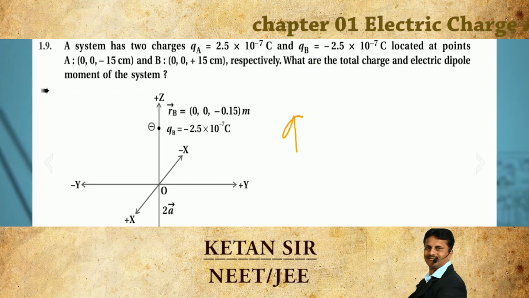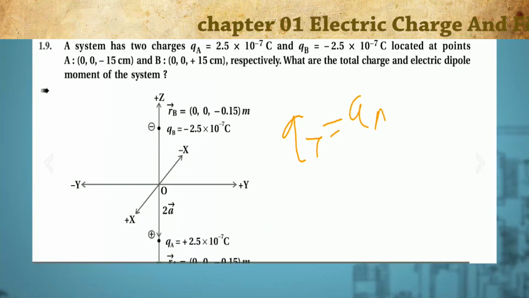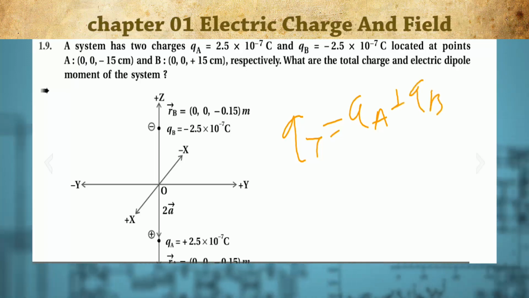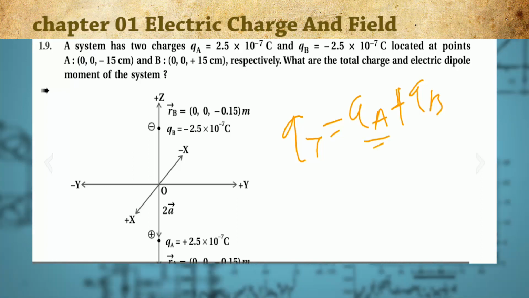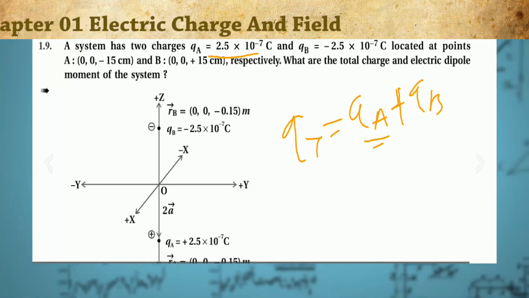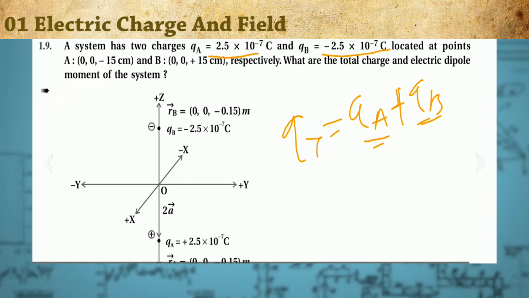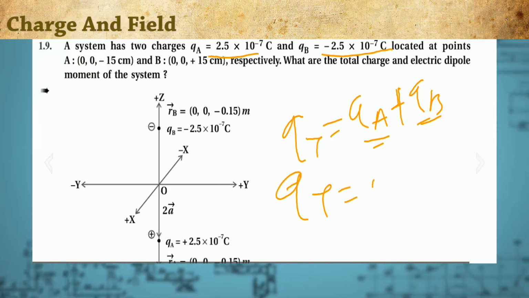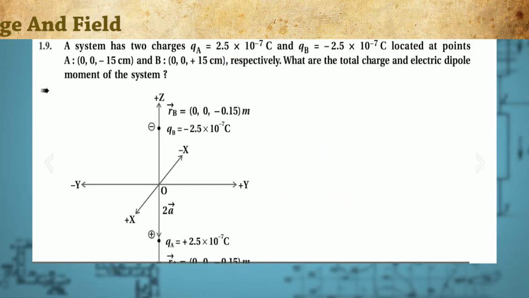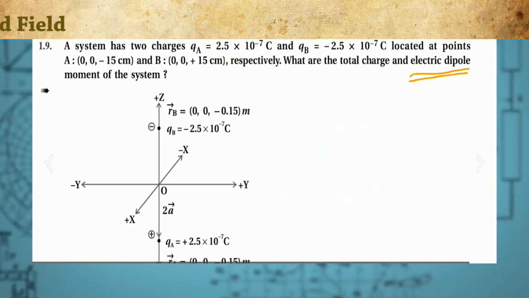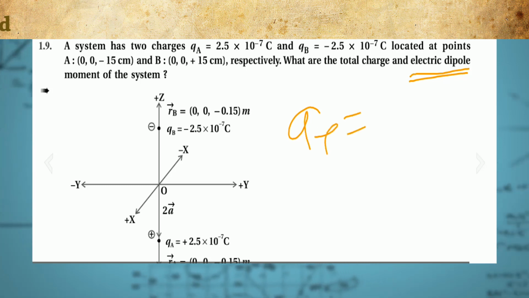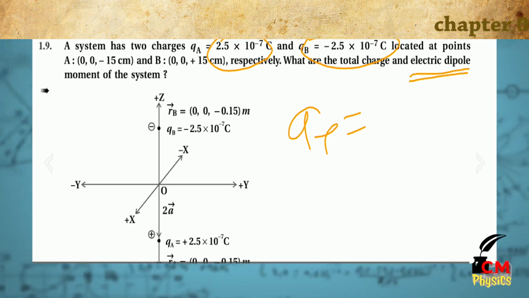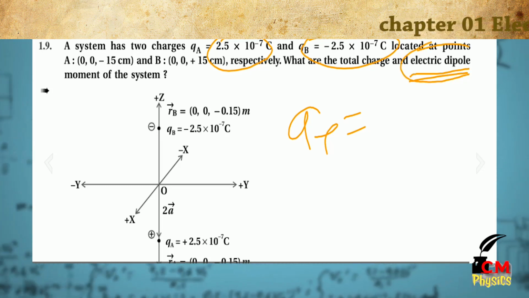The total charge Q total equals the charge of A plus the charge of B. It is not based on the location, it is a simple calculation. One charge is positive 2.5 into 10 raised to minus 7 and QB is minus 2.5 into 10 raised to minus 7. Therefore, the total charge is 0. Obviously, on an electric dipole the total charge is 0 because of equal charges but opposite in nature forming the electric dipole.